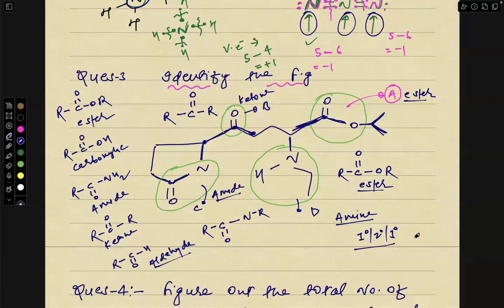What kind of amine is this? When nitrogen is bonded directly, look at here. When nitrogen is bonded directly with one carbon, that's called primary. When nitrogen is bonded with two carbons, secondary. And when nitrogen is directly bonded with three carbons, which is called tertiary. So here nitrogen is bonded directly with two carbons. So this is a secondary amine. Secondary amine. Make sense?